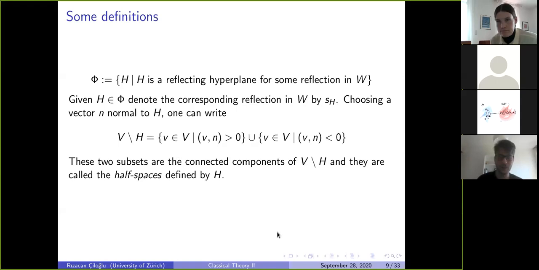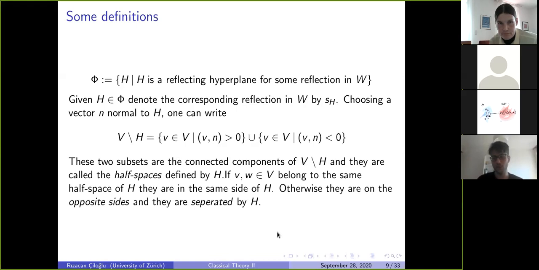And if two vectors belong to the same half space, they will be said to belong to the same side. Otherwise, they will be on opposite sides, and they will be separated by H. This is just the terminology we will use. I think it's pretty clear.